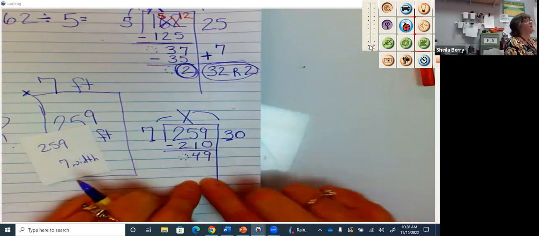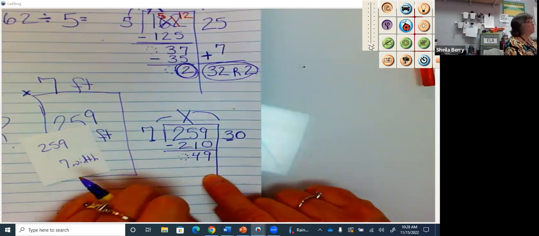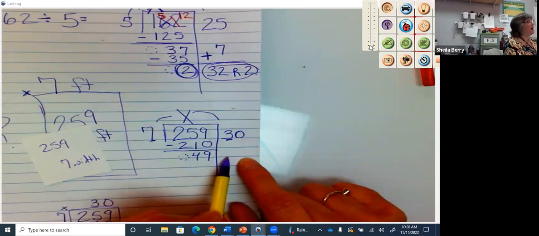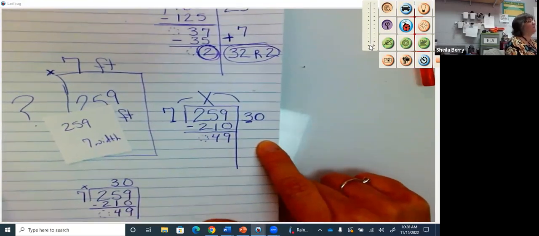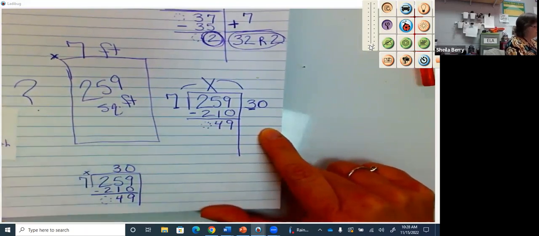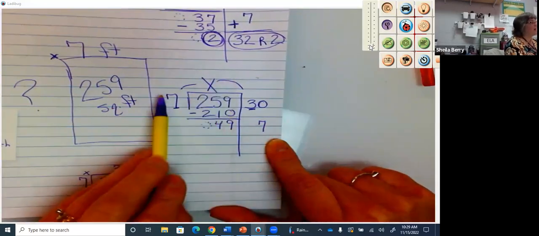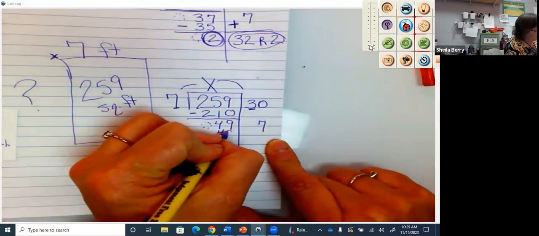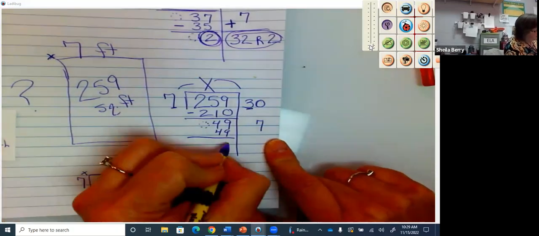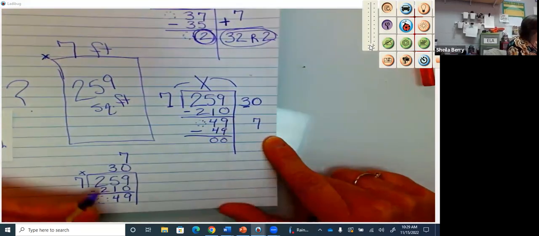Mm-hmm. Now, are we all done? No. What number do we have now to look at? We have 49. 49 is a lot bigger than 7. So we have to think, 7 times what is 49? If you know your sevens, that one is going to be a basic fact. So I've got friends saying what? 7. What is 7 times 7? So when we subtract 49 from 49, what do we get? 0. There's nothing left when I subtract that.